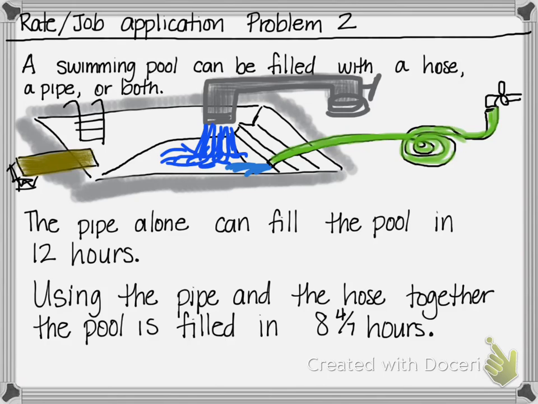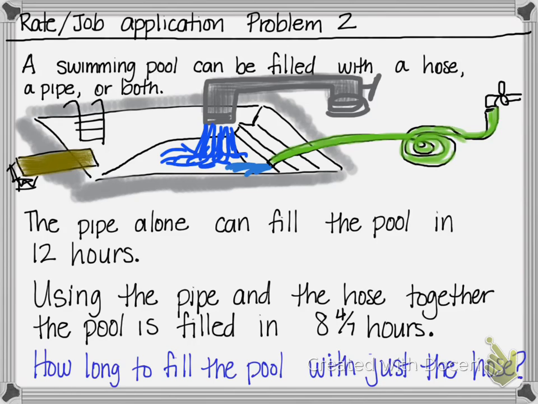We also know that using the pipe and the hose together, the pool could be filled in 8 4/7 hours. The question is, how long will it take to fill the pool using just the hose? So let's look at the rates that we've just discussed. We have the rate for the pipe, we have the rate for the hose, and we have the rate for when they're together.